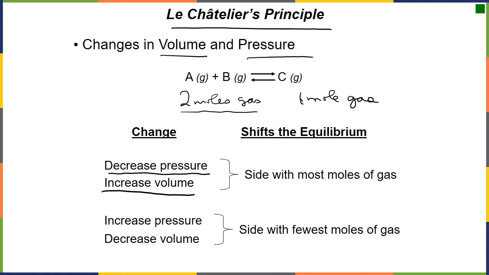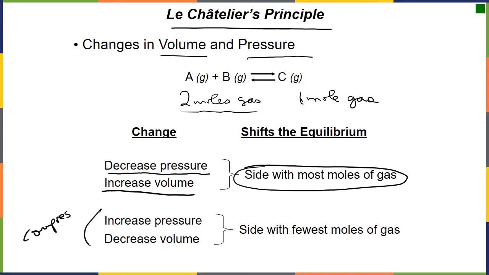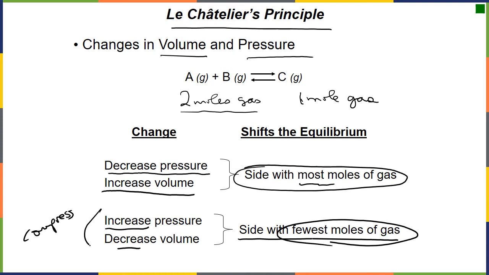Well, if it gives it more space, it's going to shift to the side with the most moles. If I compress it, I'm going to make this side with 2 moles of gas very uncomfortable. By compressing it, I can increase the pressure or decrease the volume. And when we compress it, we're going to shift to the side with the fewer moles. So again, if you compress, you're going to go to the side with fewer moles. If you expand and give it more space, you're going to go to the side with the most moles.